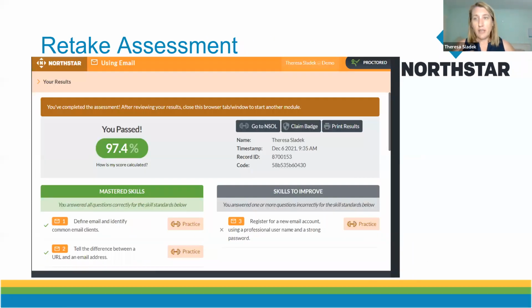After the instruction, however it's given, you would then have someone retake the assessment to see their progress. I would recommend having it proctored at this point if you have that capacity. And does anyone know what the difference between a proctored assessment is? What can I get if I pass an assessment and it's proctored that I can't get if it's not proctored? Anybody know that?